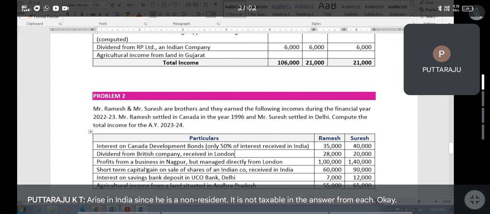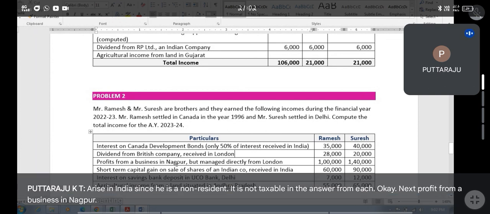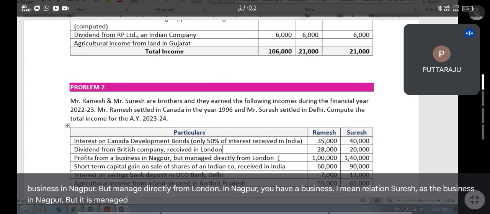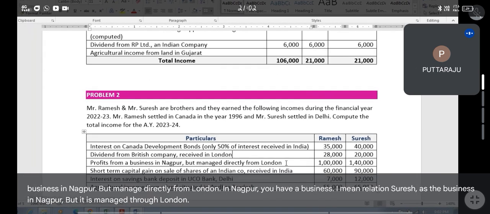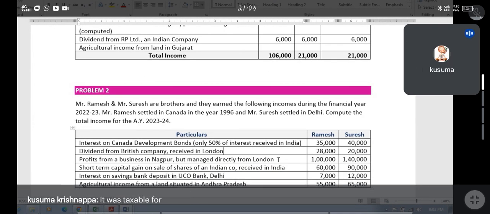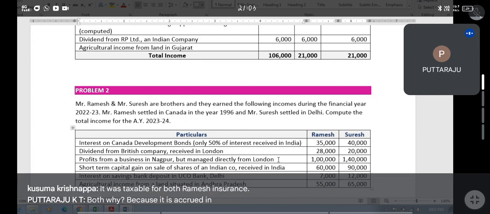Next, profits from a business in Nagpur, but managed directly from London. Ramesh and Suresh have a business in Nagpur, but it is managed through London. It is taxable for both Ramesh and Suresh. Why? Because it is accrued in India. It is taxable in both hands.